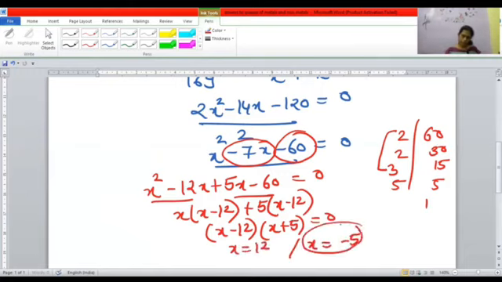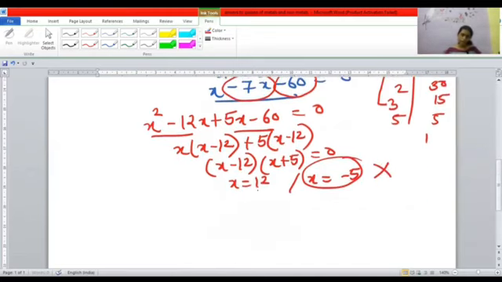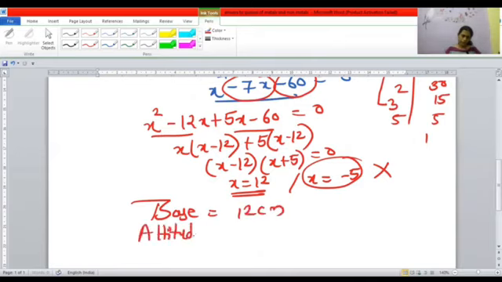So this we cannot take because it is negative. So base cannot be negative. We have assumed base as x. So x is equal to 12. So if our base is equal to 12 centimeter, your altitude was less by 7, which is 12 minus 7, so which is 5 centimeter.